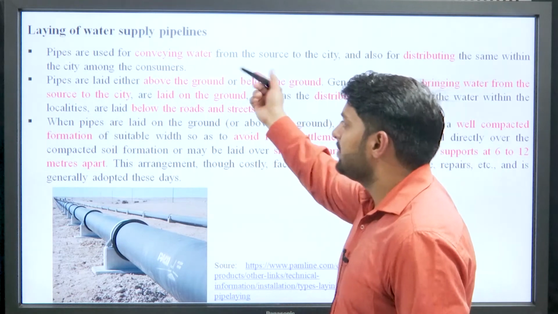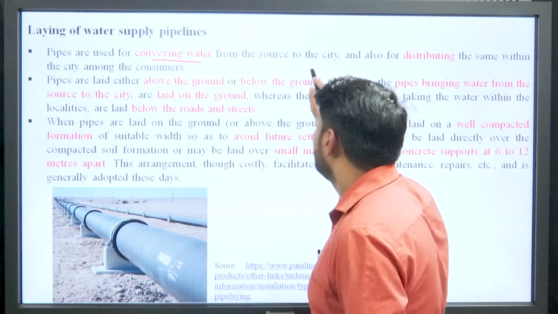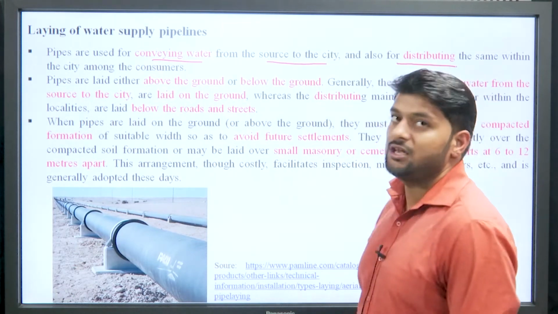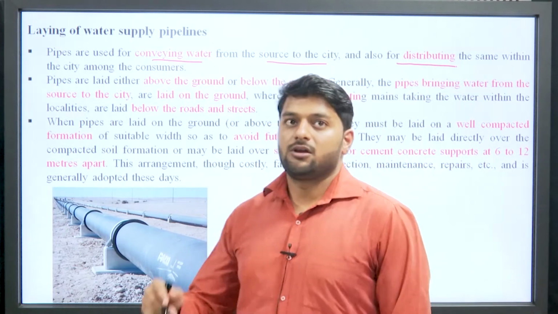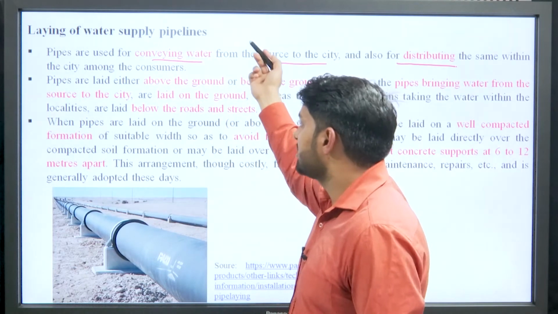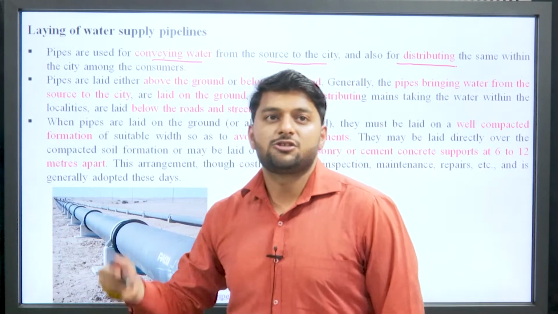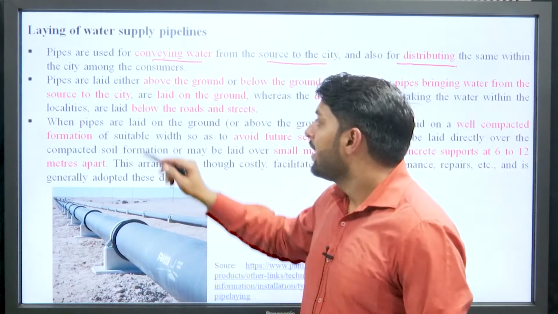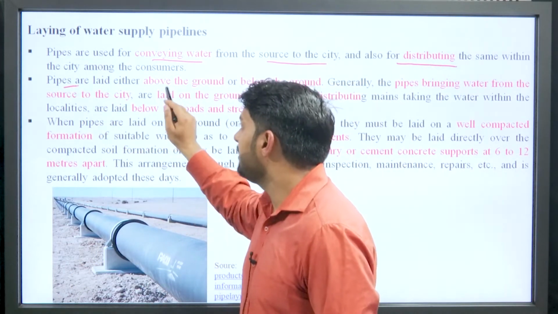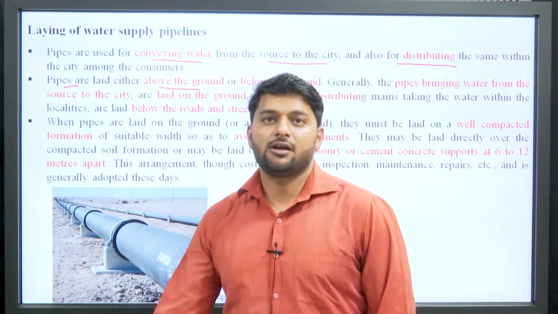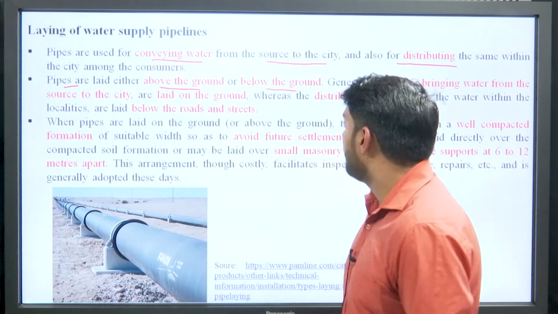So basically pipes are used for conveying water from source to city and also for distributing the same within a city. So it can be used for transmission of water from source to city and then distributing the water in the city, and this pipe can be laid above the ground or below the ground. Okay, it can be laid above the ground or below the ground.